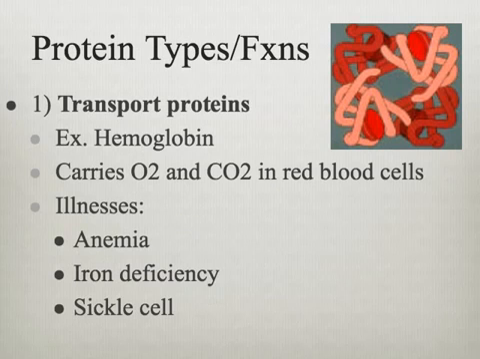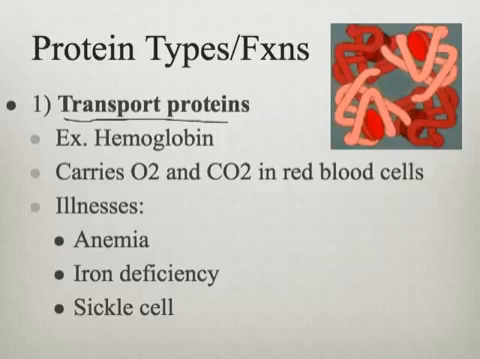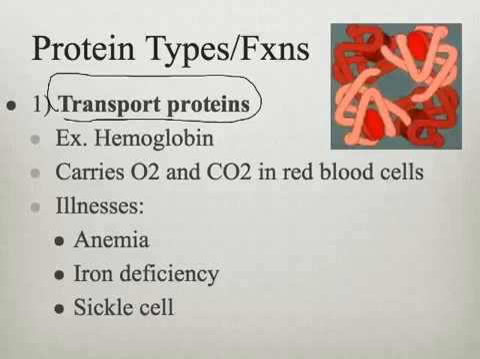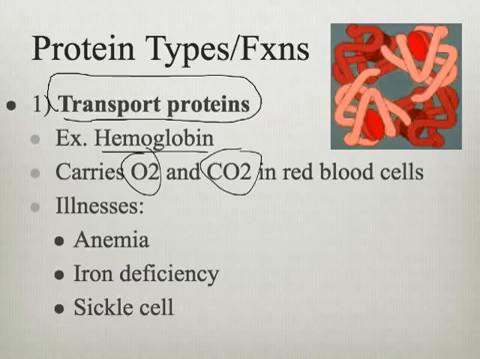So finally, the last thing I want to do in this video is really quickly talk about the different jobs or functions that proteins can have. There are a ton. Know that proteins do almost all the work in your body. So first, there are transport proteins. These are proteins that transport things around the body. So the example I've already mentioned a few times now is hemoglobin. This is the protein that carries oxygen and carbon dioxide in the red blood cells in your blood.